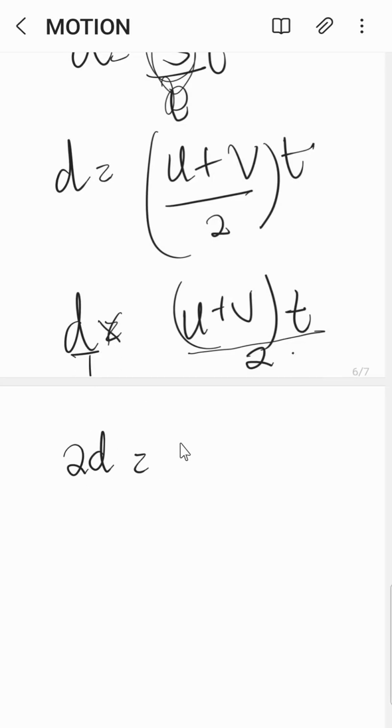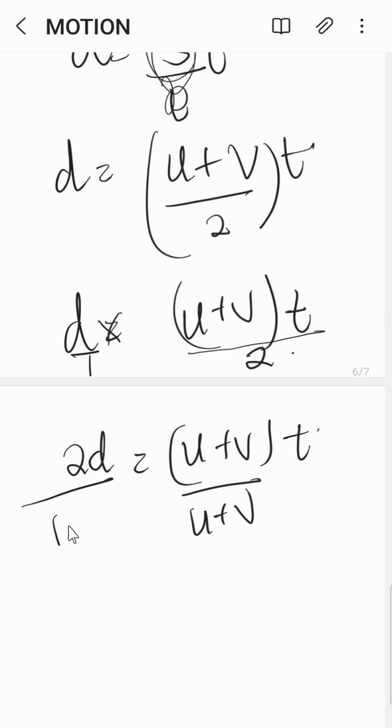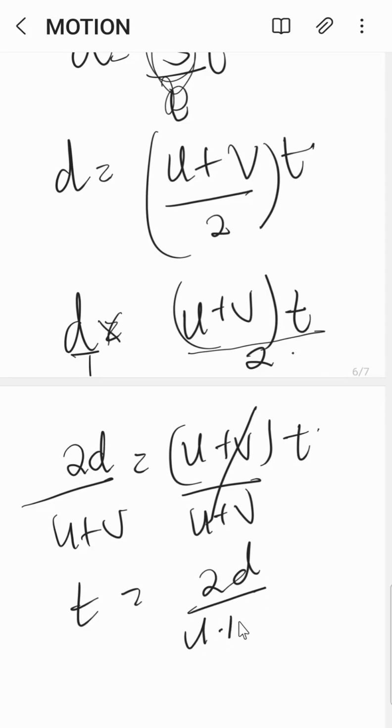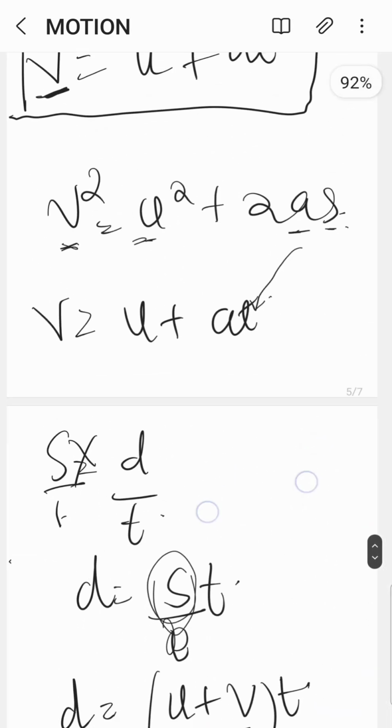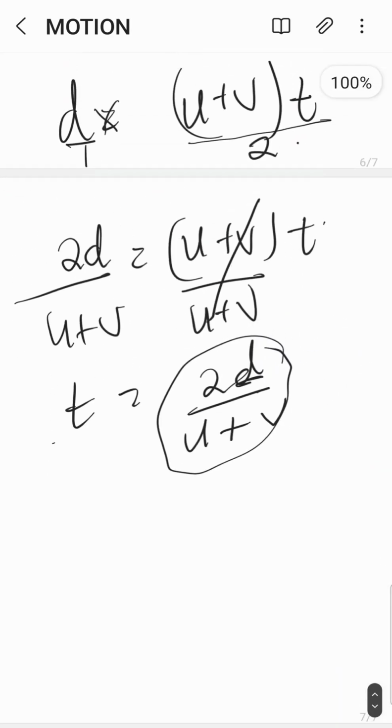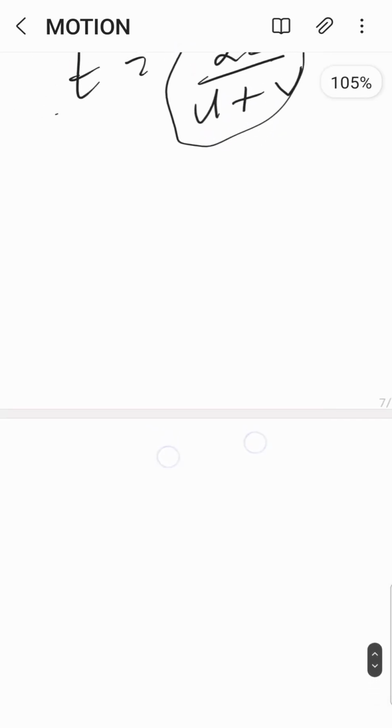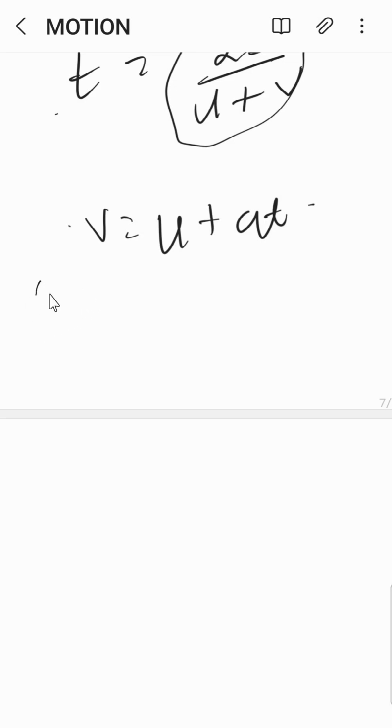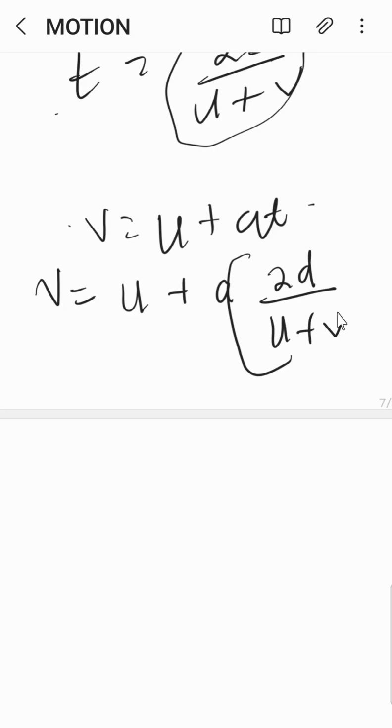We'll have 2d is equal to (u plus v) t. Then you're going to have (u plus v) over (u plus v), you cancel out. You have t is equal to 2d over (u plus v). So this is your t, and it has distance in it. That is what we are going to replace in this t on top. So in the equation v is equal to u plus at, we are going to replace that t with this. So that whole t would denote 2d over (u plus v).